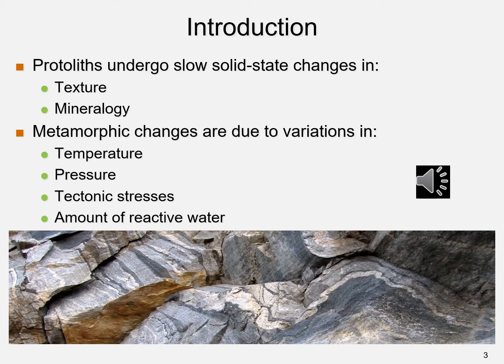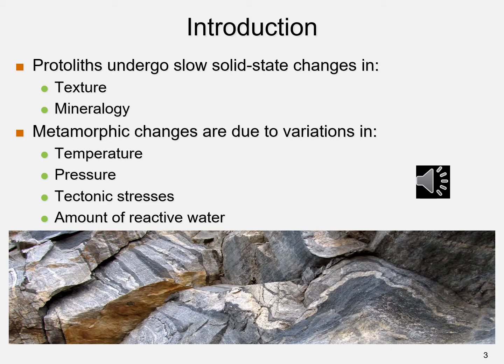By solid state, we mean that a metamorphic rock does not form by solidification of magma. Remember that geologists consider rocks that solidify from magma to be igneous. By change, we mean that metamorphism produces new minerals that did not occur in the protolith and produces a new texture or arrangement of mineral grains that differs from that of the protolith.